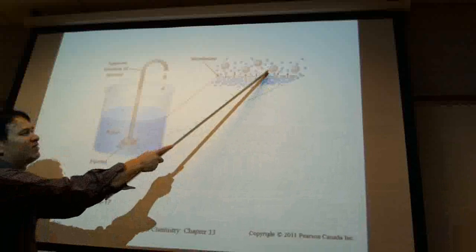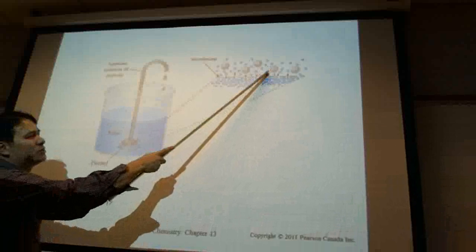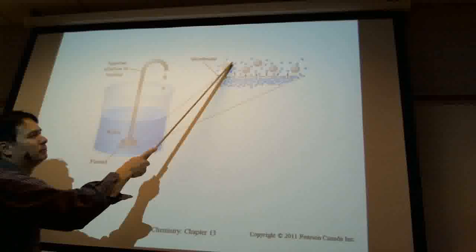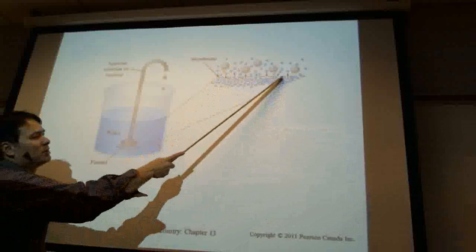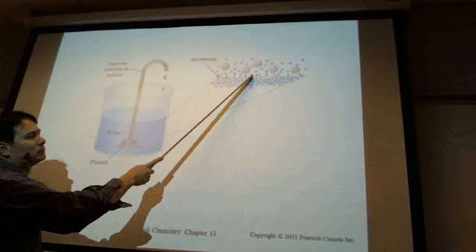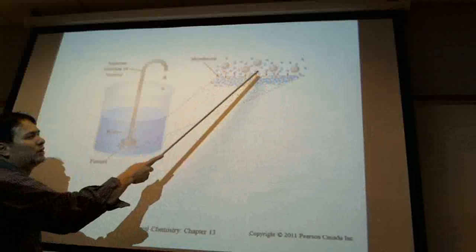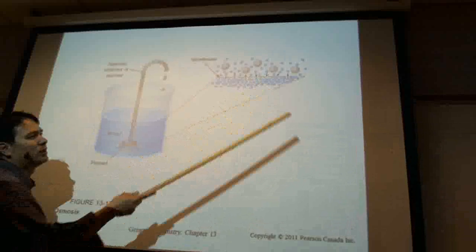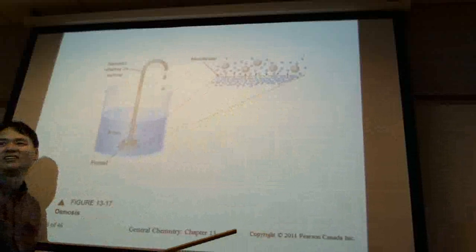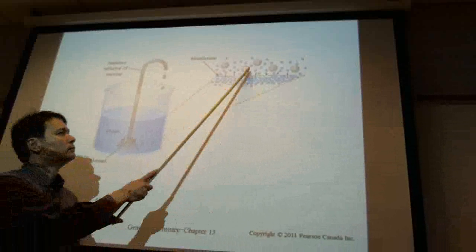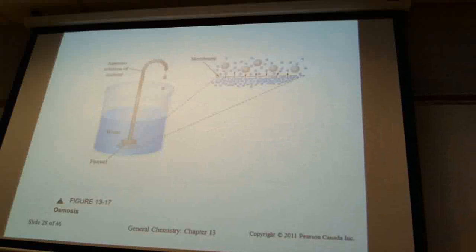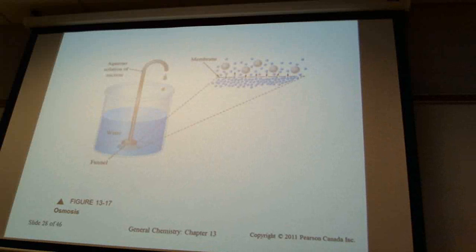Which one are we going to have more migration of? Water molecules this way. Let's say only water molecules can pass. These solute particles are too big, and so this membrane is called a semi-permeable membrane. Which one are we going to have more migration of, water molecules going up or water molecules going down? Going up, right? And so this is the whole idea behind osmotic pressure.